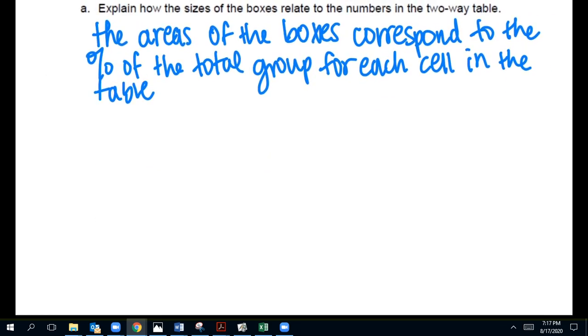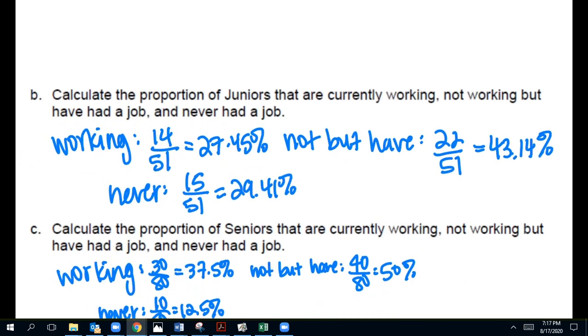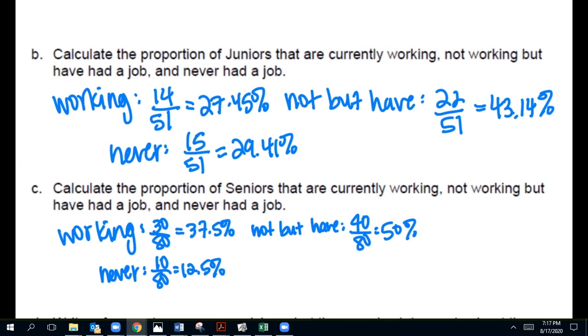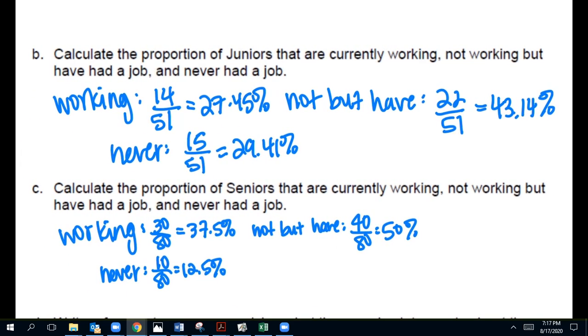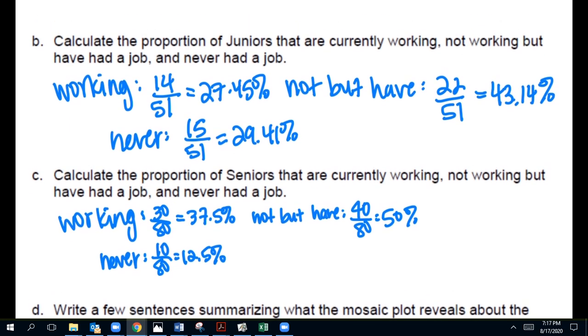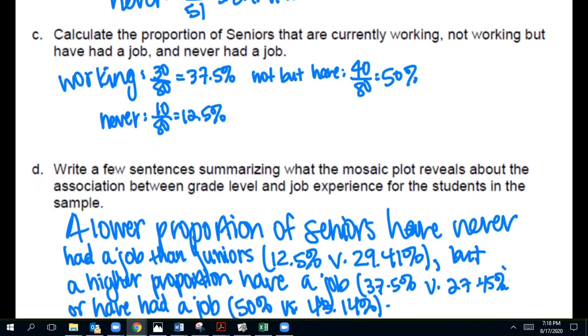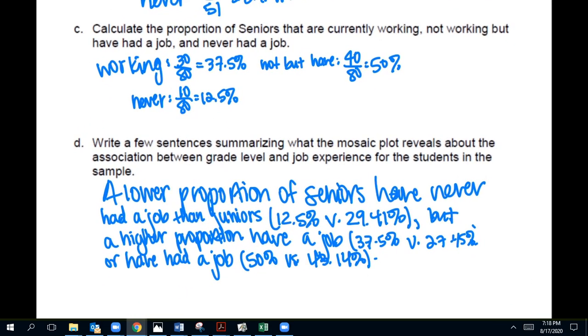So next, B and C make up a conditional distribution, the whole thing, for juniors and seniors for the variable. So we have juniors as the denominator in letter B and seniors as the denominator in letter C. We could have made a whole new table if we wanted to, but this just asked us specifically for the separate values. And so then I was able to use that in D. See how I used specific percents every time, and I compared proportions, not amounts.